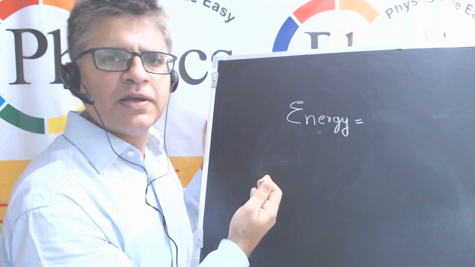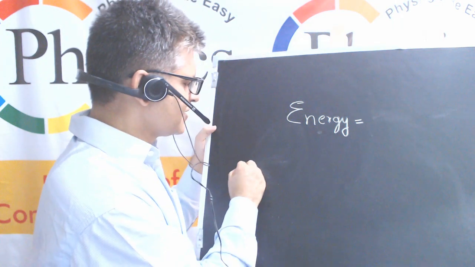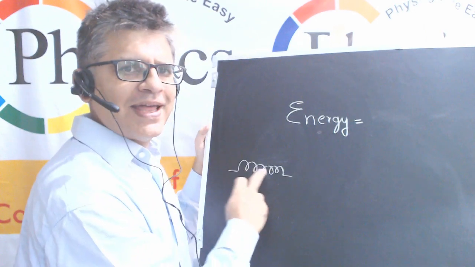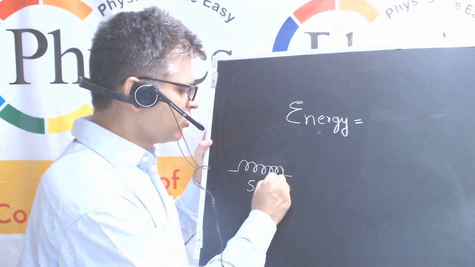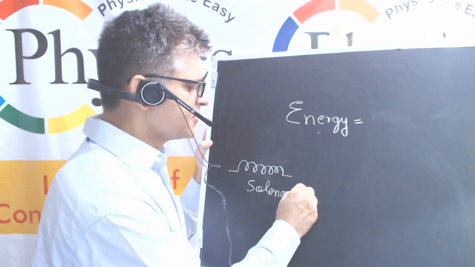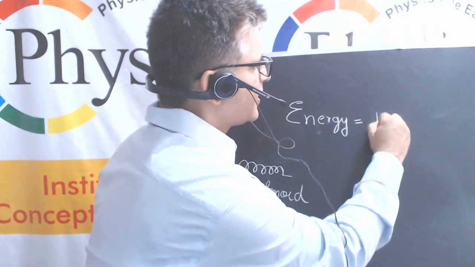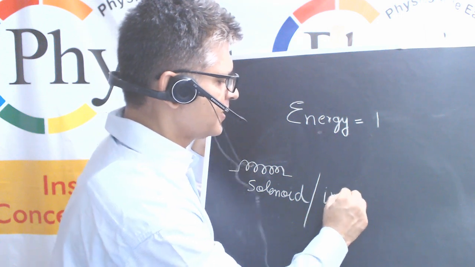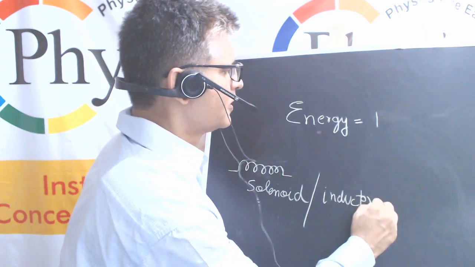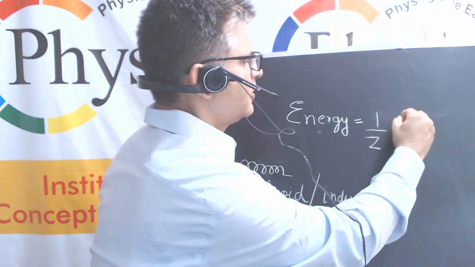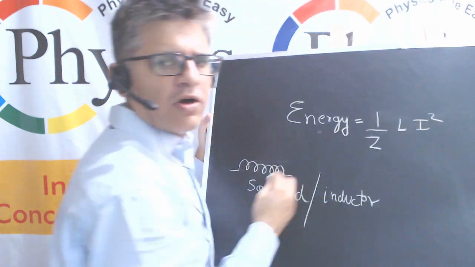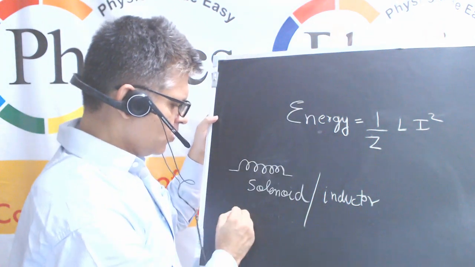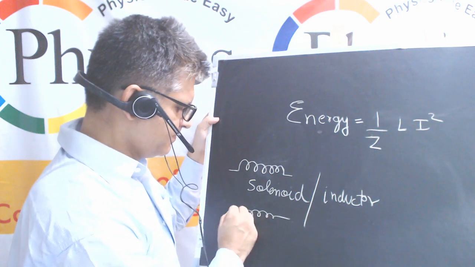And let's say this particular thing is represented as an inductor. Actually, we can also say this is a solenoid, okay? So this is your solenoid. So the energy stored in an inductor, which is nothing but a solenoid, is half L I square, okay?